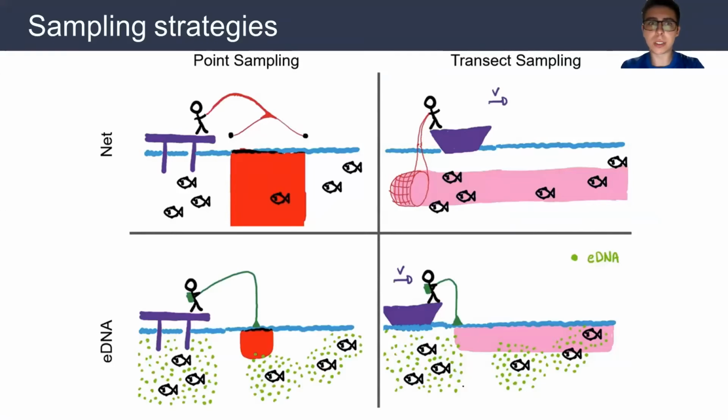For the conventional methods, you can have a cast net, and you can have transect sampling. Transect sampling has a higher chance of passing through a fish, so a higher detection rate. What we're trying to prove here, using a mathematical model, is that with transect sampling for environmental DNA, we're also going to see a higher detection rate.